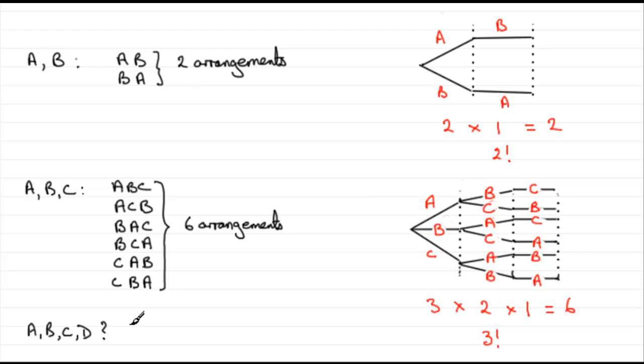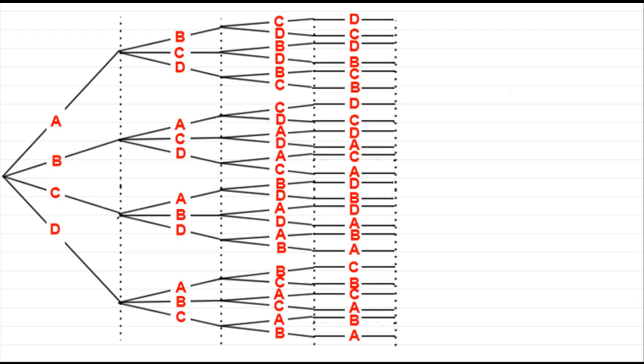Okay, welcome back if you had a go. How did you get on with A, B, C, D then? How many different permutations are there? Well, if you drew a tree diagram, your tree diagram would have looked something like this. Now, I'm not expecting you to have drawn that tree diagram because it's horrendous basically.